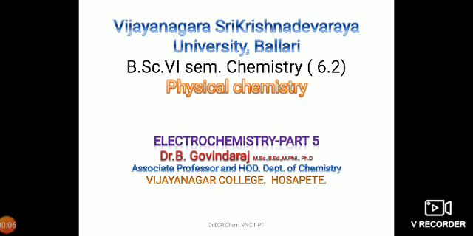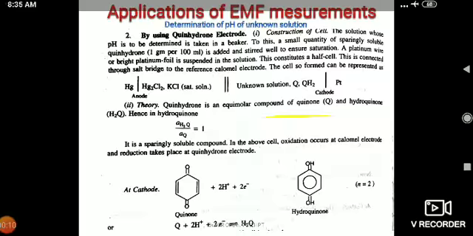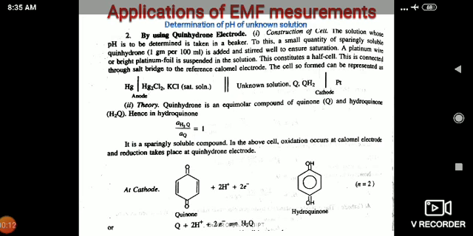Electrochemistry Part 5. Here in this Part 5, we are discussing applications of EMF measurements. As far as the syllabus is concerned, we have to discuss determination of pH of an unknown solution by using quinhydrone electrode, determination of pH of an unknown solution by glass electrode, and potentiometric titrations. In that we have to discuss potentiometric acid base titrations and potentiometric redox titration.